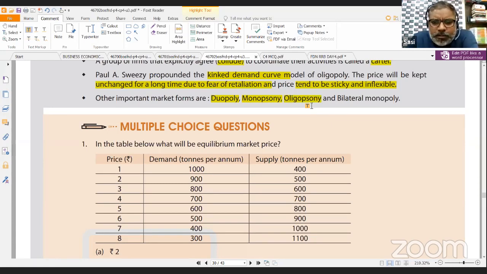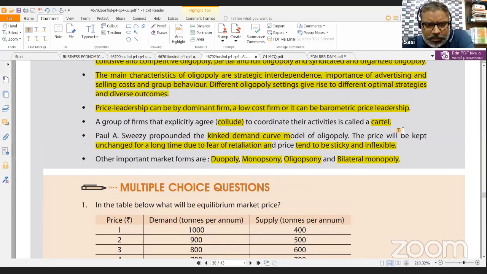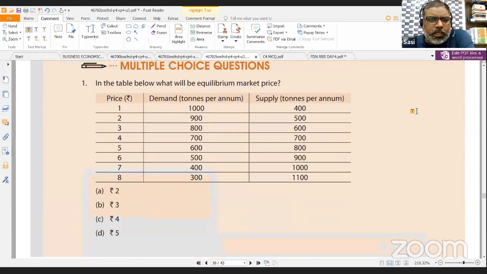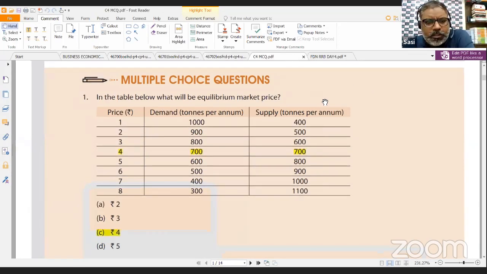Oligopsony means, once again, there will be a few buyers who are dominant buyers. Bilateral monopoly means they have two types of monopoly, which means monopoly is also there and monopsony is also there. Both are there: only one buyer, only one seller. That is bilateral monopoly. These are different types of possible markets also. But at a broader level, the classification is simple. That is mostly monopoly, perfect competition, monopolistic competition, and oligopoly, right? These are the various concepts first.